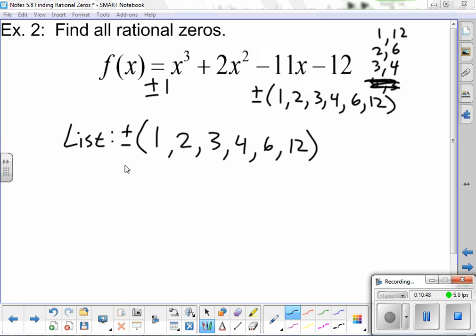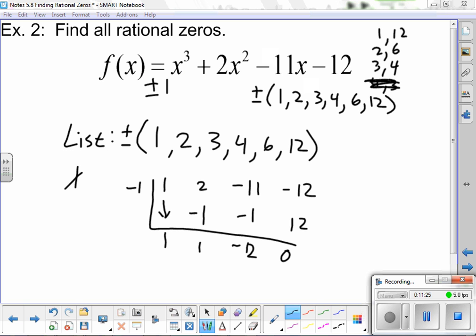So hopefully you've pushed pause and tried a couple. So I think 1 doesn't work. If you plugged a 1 in, you would have got negative 20. So you tried a 1, got a negative 20, and then you should have tried a negative 1, and then negative 1 actually works out. So let's go ahead and do the one that actually works. So 1 didn't work. So let's try negative 1. So 1, 2, negative 11, and negative 12. So 1, negative 1, 1, negative 1, negative 12, 12, and a 0.